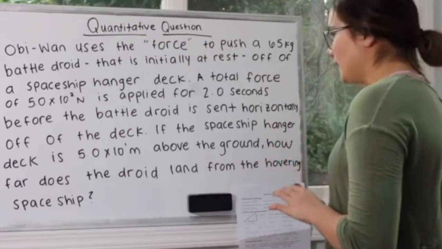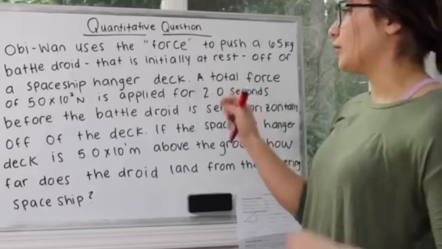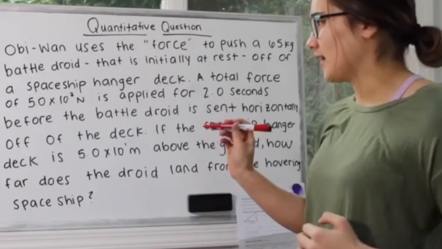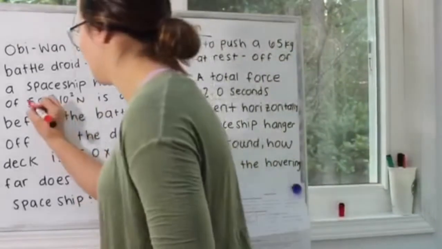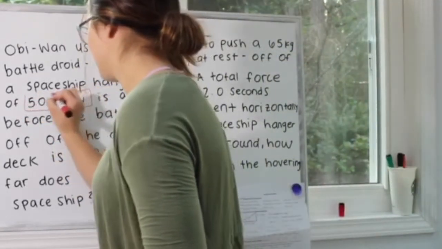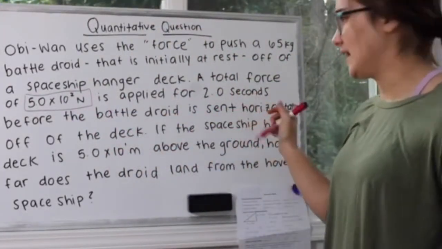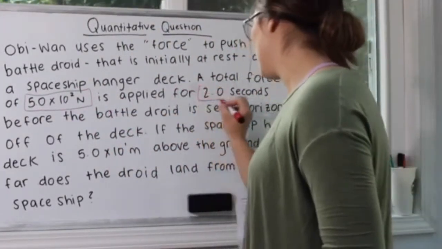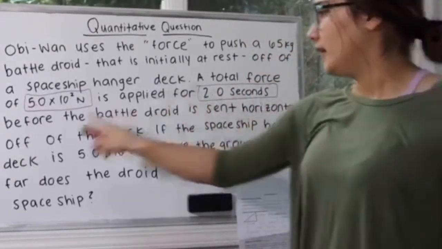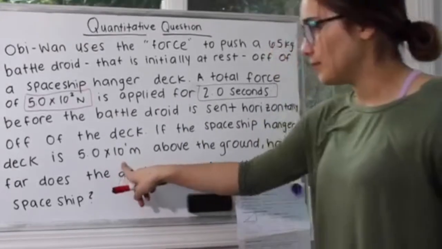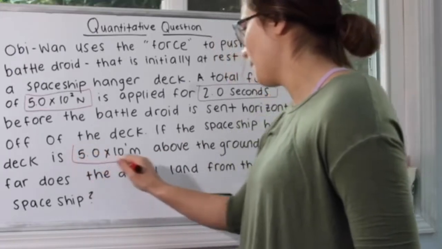First, we can go ahead and look for any values that seem very obvious. We saw here that a total force of 5.0 times 10 to the second newtons is applied, so we'll want to put a box around that value. We also have the duration that it's applied, which is 2 seconds. Make sure that you keep your units in because those become really important. And then another value is the height, which they tell us is 5.0 times 10 to the first meters.